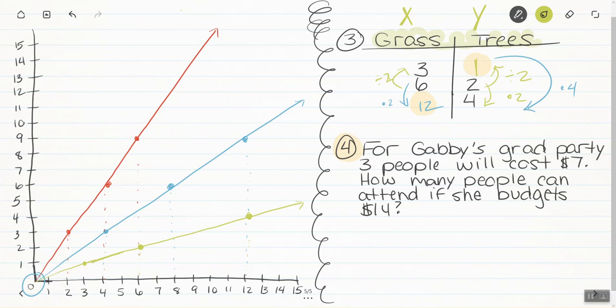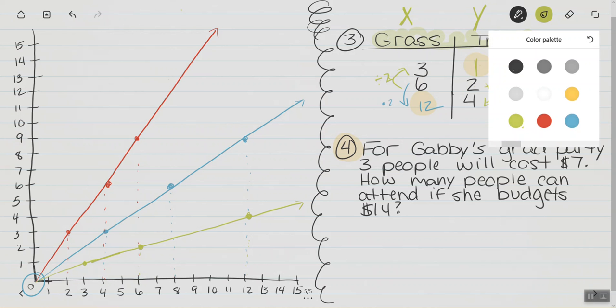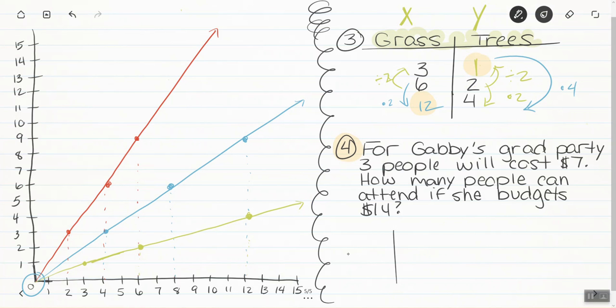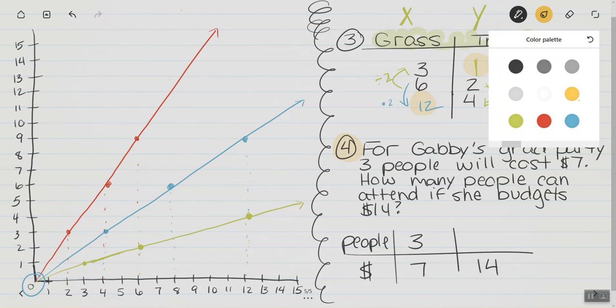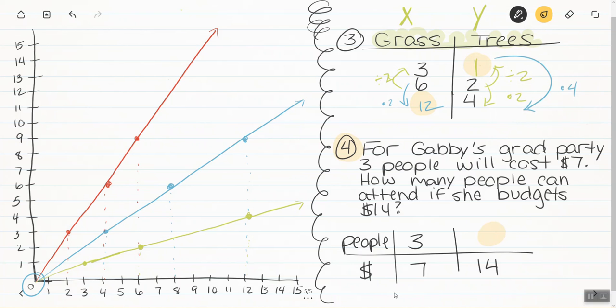And then for number 4, you had to make yourself a ratio table. And in number 4, it says for Gabby's grad party, 3 people will cost $7. How many people can attend if she budgets for $14? So we're comparing people to money. And it says if I have 3 people, it will cost me $7. And it says if I have $14, how many people can attend? So I'm looking for this blank right here.